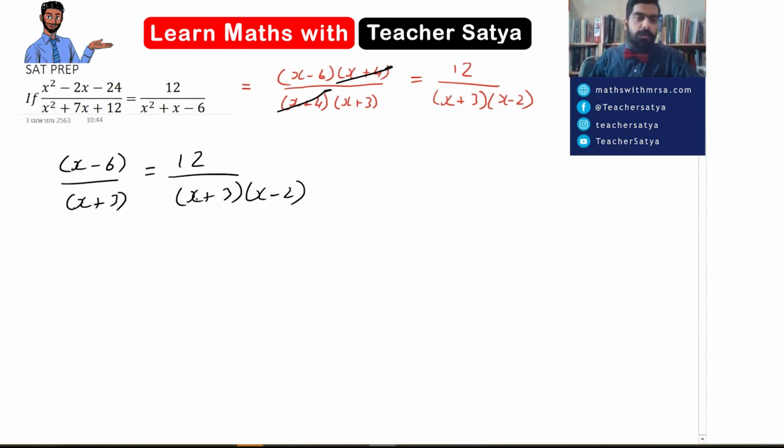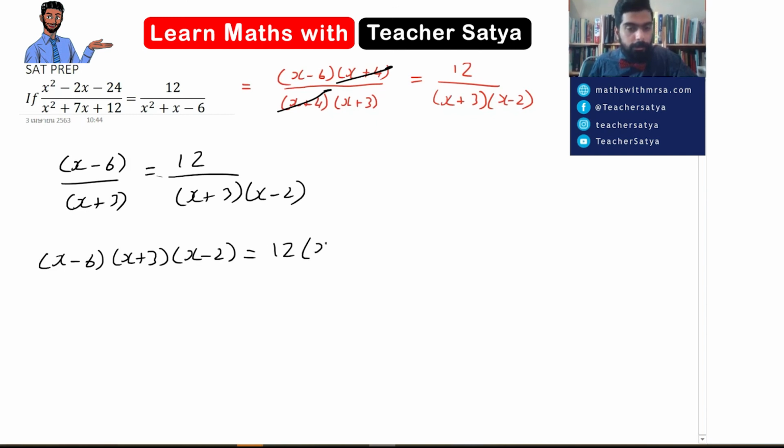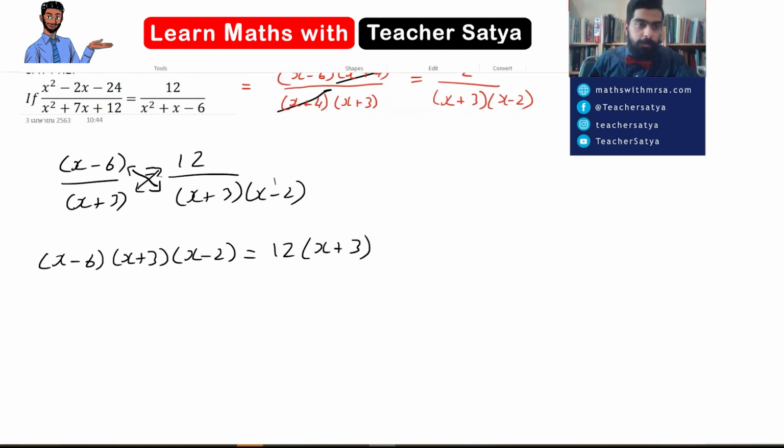Now if we take a look here, we can cross multiply them, right guys? So let's cross multiply them. We would have x minus 6, x plus 3 multiplied by x minus 2 is equal to 12 multiplied by x plus 3. So what did we do here? We took this and multiplied with this, and we took this and multiplied with this. Now we have x plus 3 on both sides. That means it can be simplified. So let's simplify that.